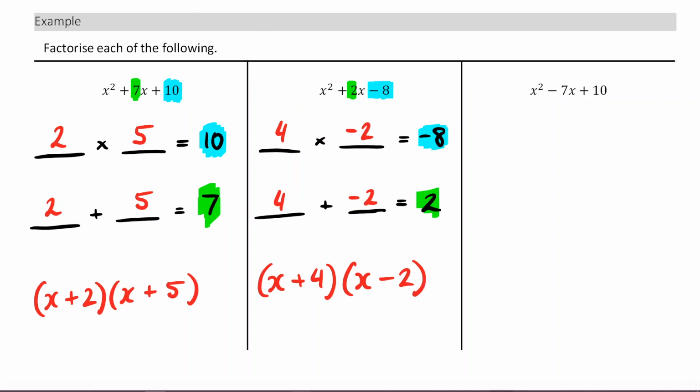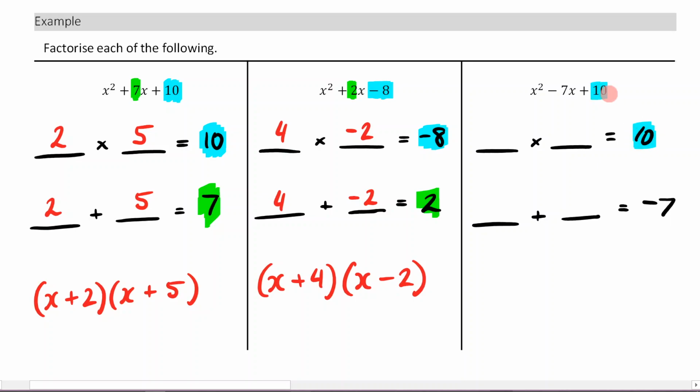Let's now go through our third example. So here, something multiplied by something has to be 10, and then those same two numbers have to add together to give me negative 7. And just for completeness' sake, let me put in these fancy colors. This 10 is coming from here, and this negative 7 is coming from here.